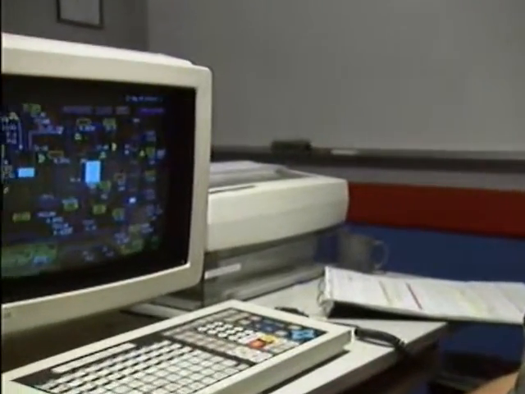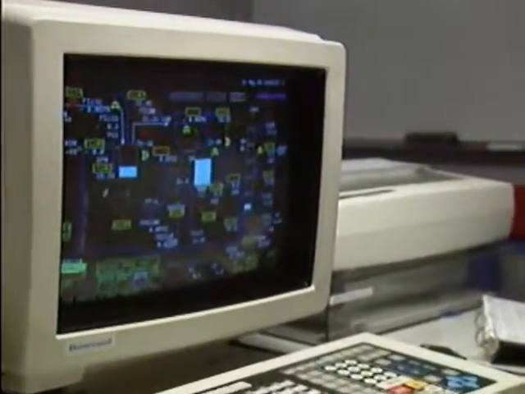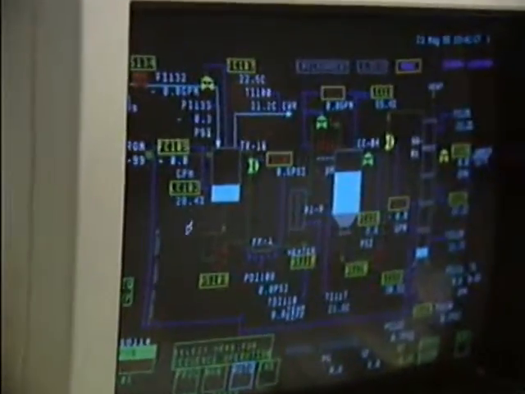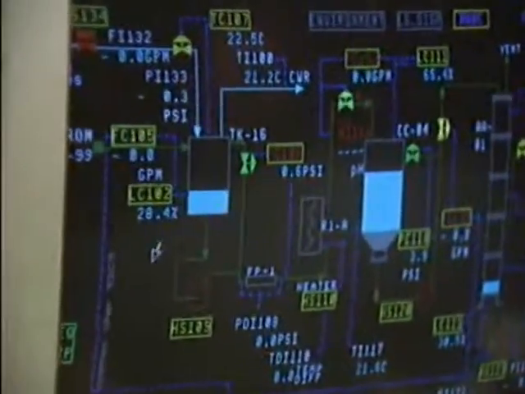To verify that the transfer system is operating properly, the control room operator monitors the level indications for the two tanks. At this point, the problem has been corrected, and the process has been returned to normal operation.